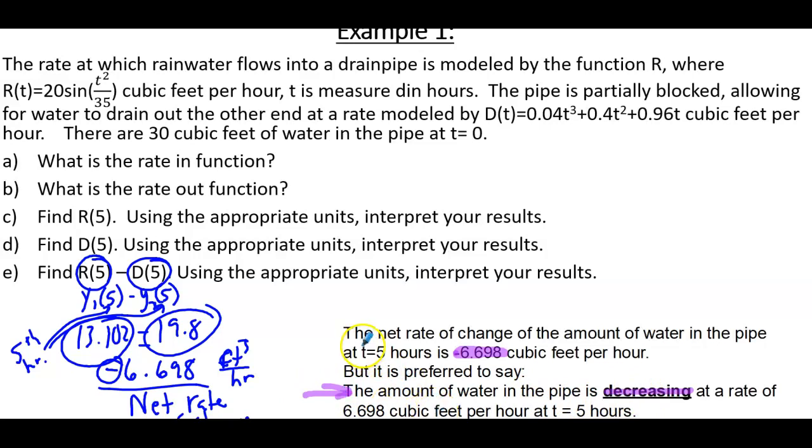Now, would they give you credit for this up here? I think they might. But I've heard explicitly that they do prefer it this way. So this is the best way to do it. Just know that if it's a negative rate, the best thing you can do is to state whether it's increasing or decreasing at that point. If it's negative, it's decreasing. If it's positive, it's increasing. All right. Let's go ahead and continue on with the next one.